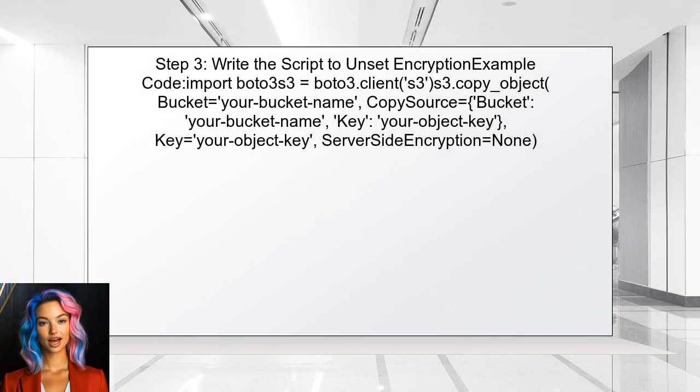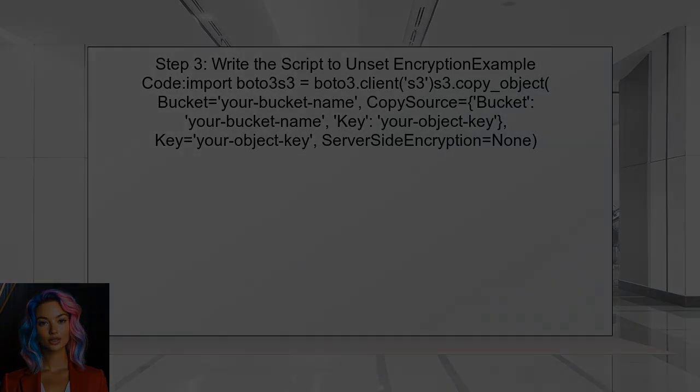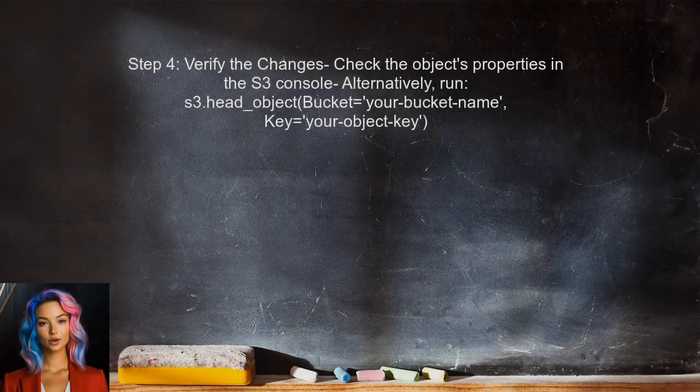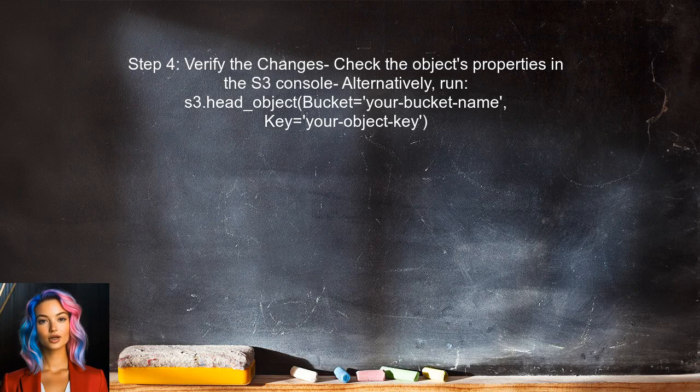Now, the user can write a script to unset the encryption. They should create a Boto3 session and use the S3 client to modify the object's encryption settings. After running the script, the user should verify that the encryption has been unset. This can be done by checking the object's properties in the S3 console or using a Boto3 command.